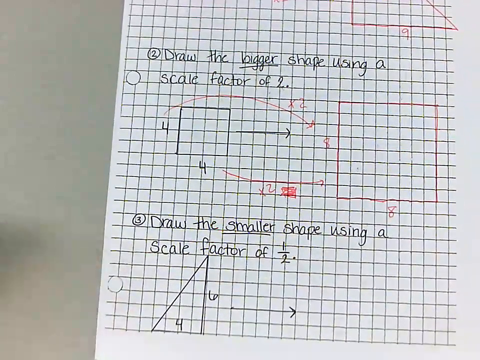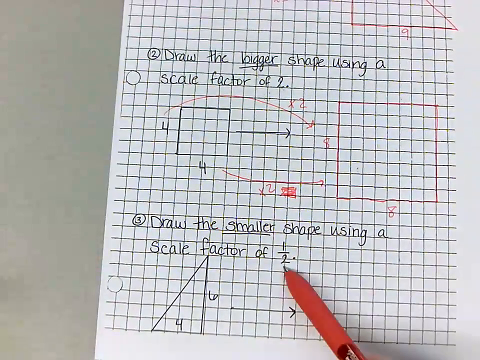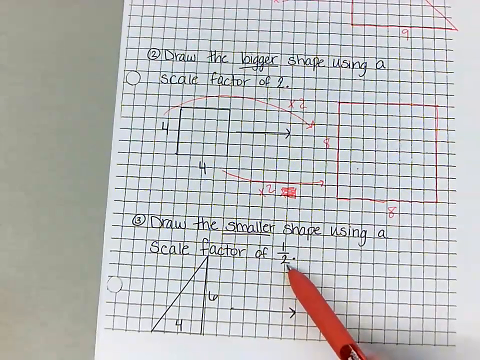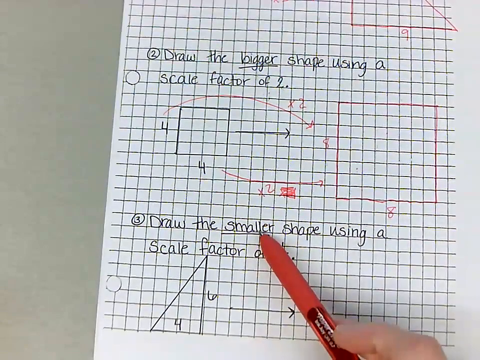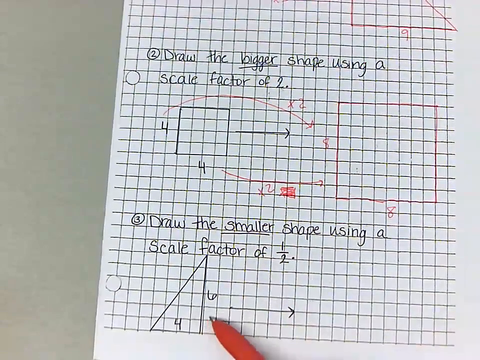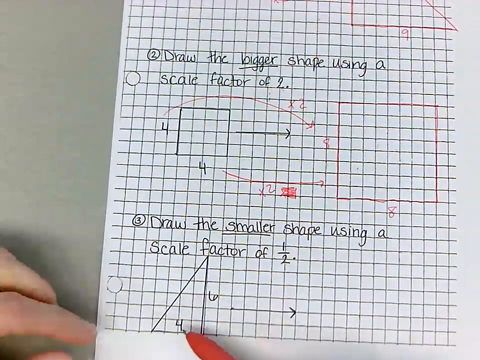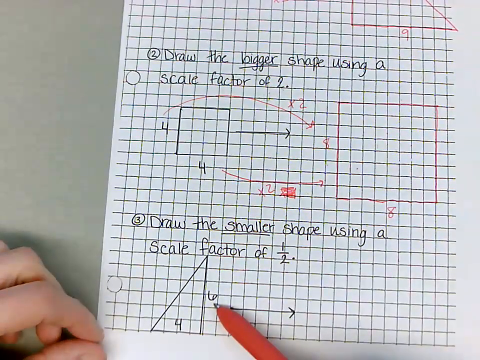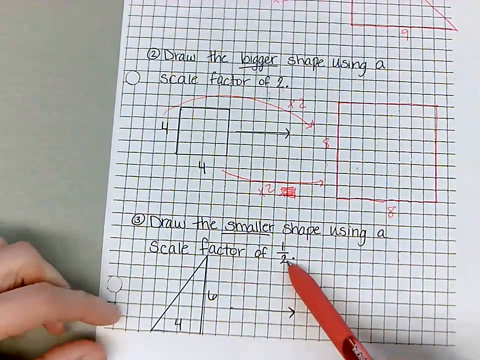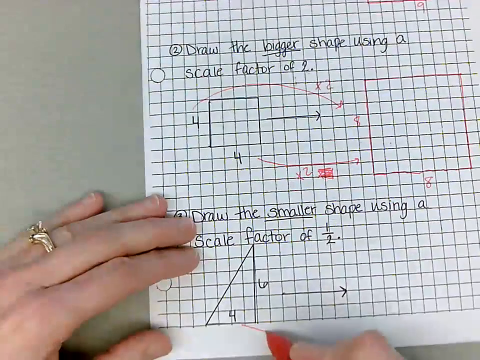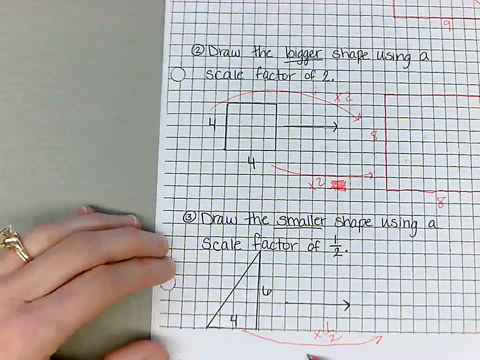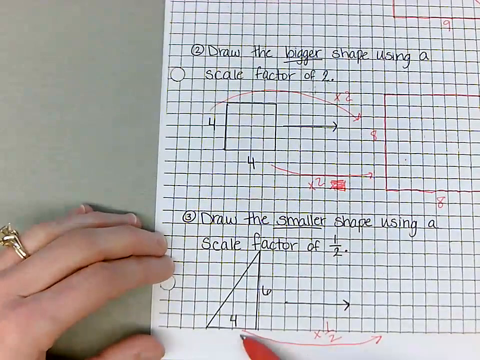Now, number 3. You're going to draw a smaller shape using a scale factor of 1/2. When you see a fraction like that, that means it's half the size. So you're drawing a smaller shape. You're shrinking this original one. You see this triangle has a base of 4 and a height of 6. Now what you're going to do is shrink it by 1/2. So when you draw this triangle, times 1/2 is the scale factor. Cut it in half, divide by 2.